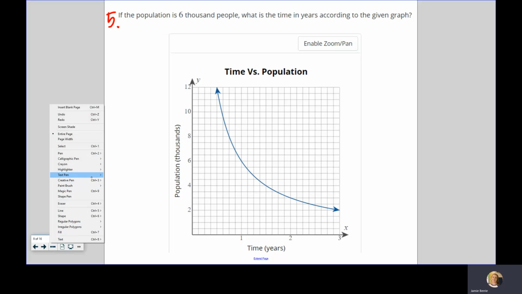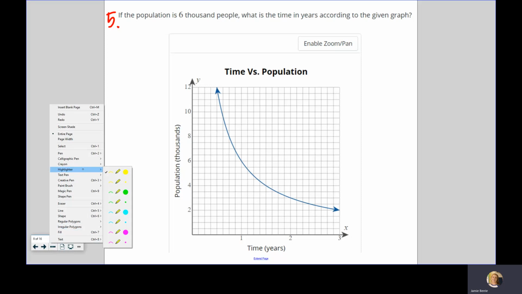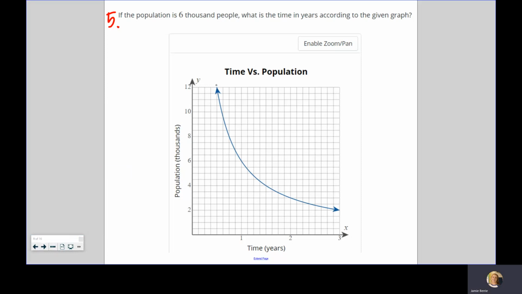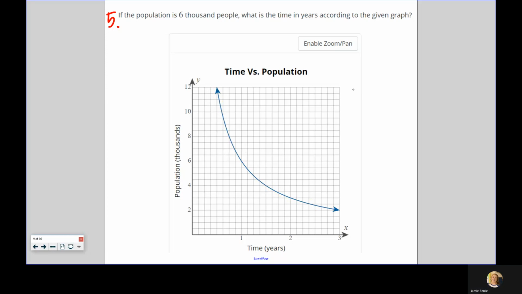When we read a graph, we read it just like how we would read a sentence. So we start on the left and move towards the right. So here, what's happening to this function as we start on the left and we move towards the right? What would you say is happening? It's decreasing, right? So this function is decreasing. Now they didn't ask us about that. I'm just telling you how to read a graph. So this one is decreasing.